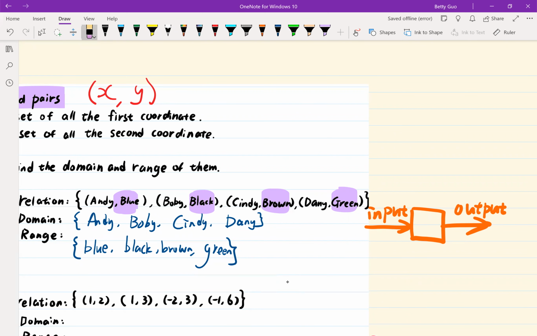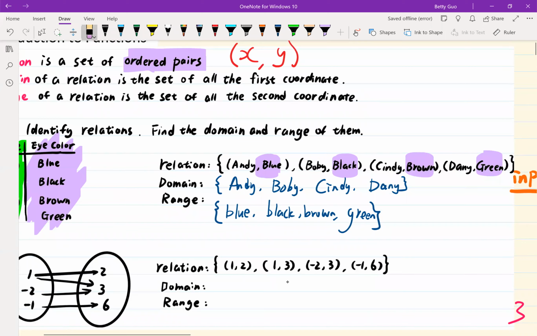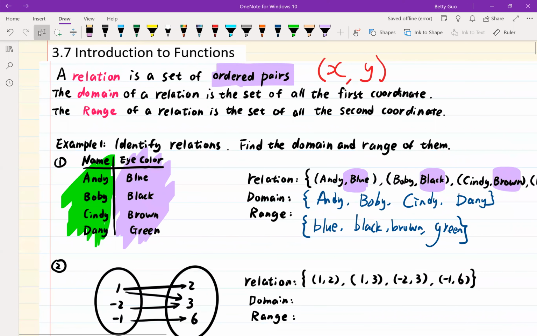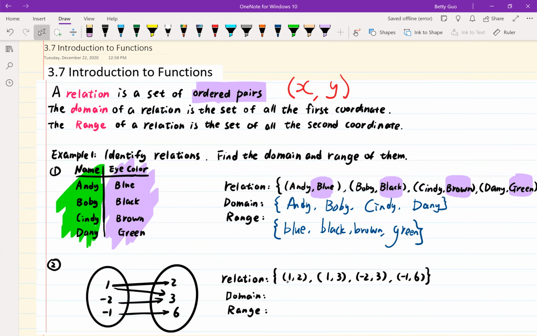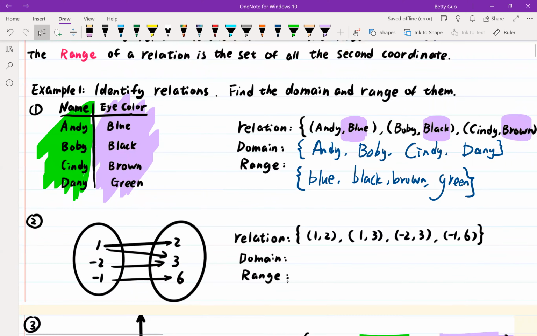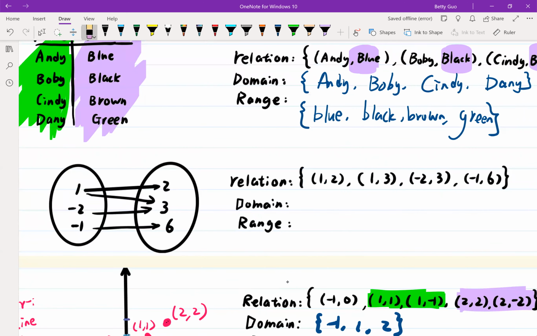Okay, we are practicing, reinforcing our understanding about relations. So let's do the second problem. Let's see the second problem.